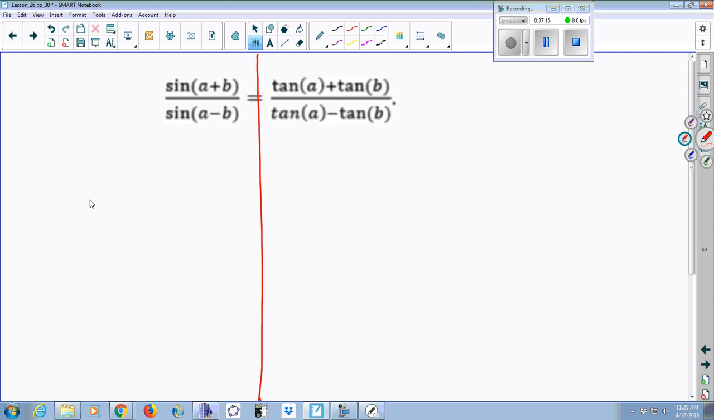All right. Does anybody want to start somewhere and we'll see where we end up? I mean, I know where to start, but I'm not going to say anything. Let's try it together as a group. What do you want to do, Jackson? Put the tangent side in terms of sine and cosine.